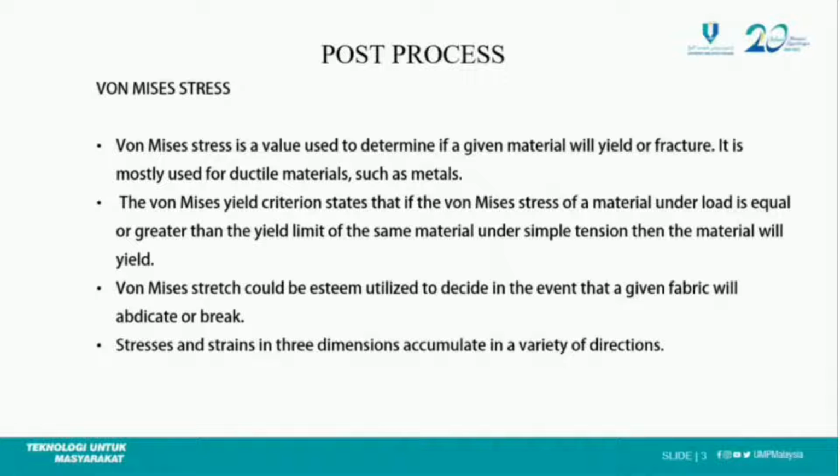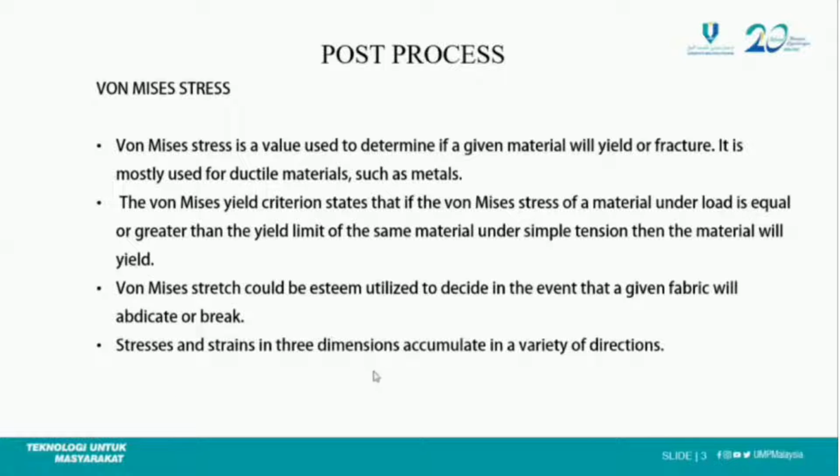So continuing our step analysis, my part is the post process. For post process, we have volume stresses. Volume stress is a value used to determine whether a given material will yield. It is mostly used for ductile materials such as metals. The von Mises criterion states that if the von Mises stress of a material under load is equal to or greater than the yield limit of the same material, it will yield. So von Mises stress is used to estimate and decide whether a material will yield or break.